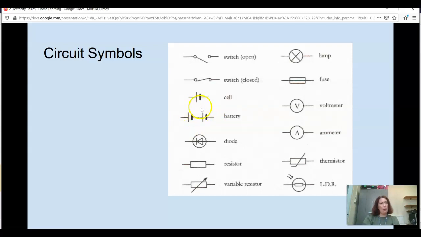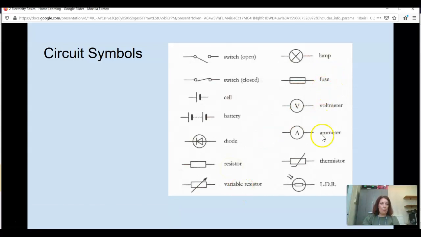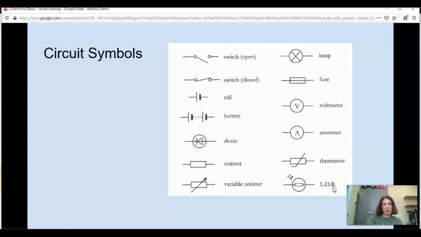So you might put the voltage above to show how many volts it is. You need to make sure that there is a long side and then a short side, and then a long side and a short side. The long side is the positive side, and the short side is the negative side. We then have a diode, which we will be doing in another lesson, learning what it does, a resistor, a variable resistor, a lamp, a fuse, a voltmeter, an ammeter, a thermistor, and what's called an LDR, which is a light-dependent resistor. You need to draw these symbols down, and you need to know them so that when you reuse them in lessons, you know what they are.